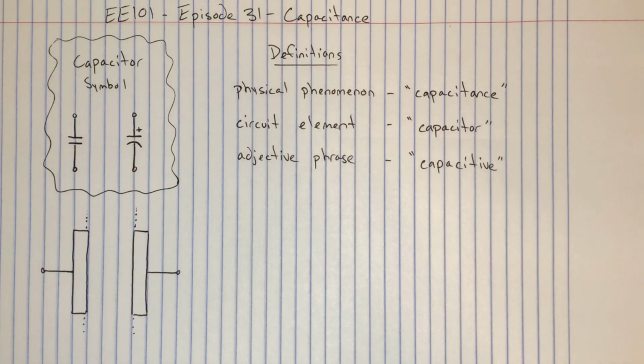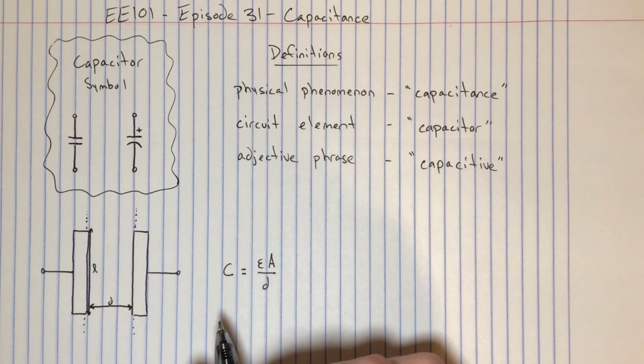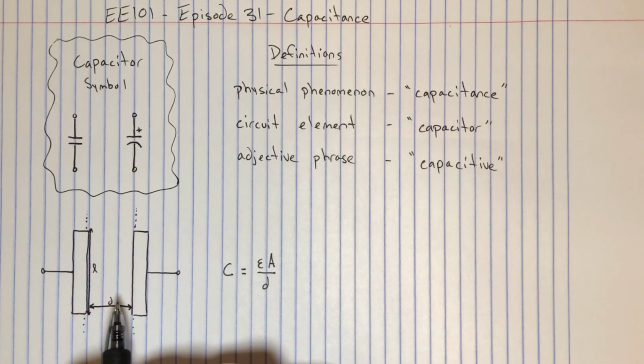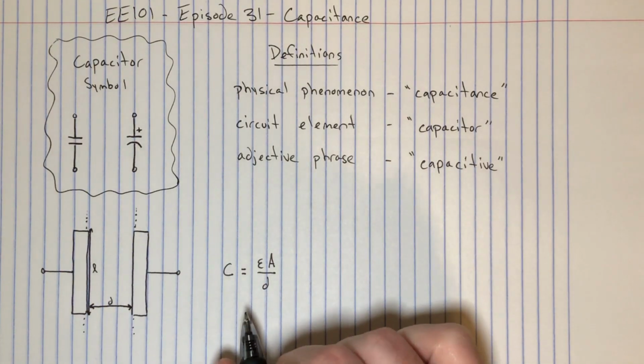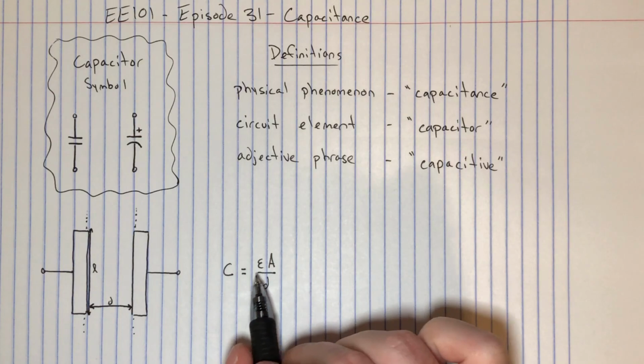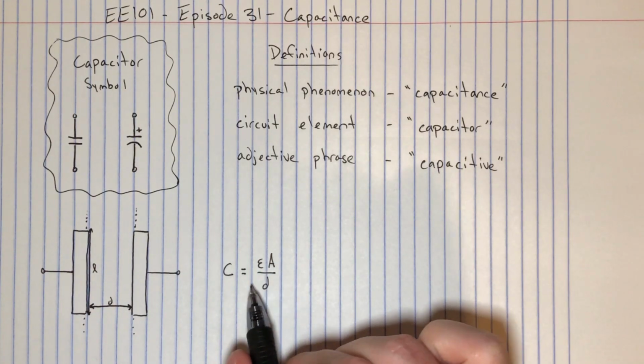I'm trying to focus less on the physics and more on the circuits in this video, so I'm going to omit the derivation, but I'll show you a formula that describes its behavior. The capacitance of the ideal parallel plate capacitor is described by this formula. C equals epsilon times A divided by D.